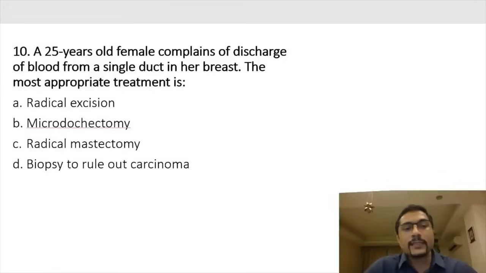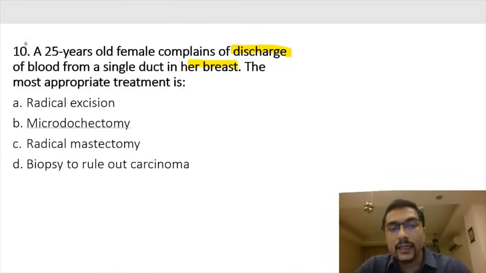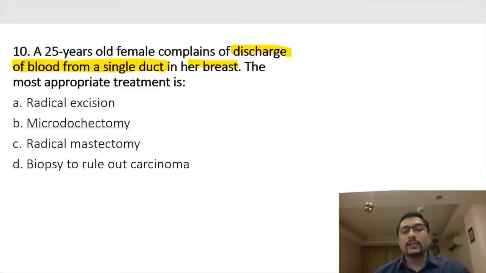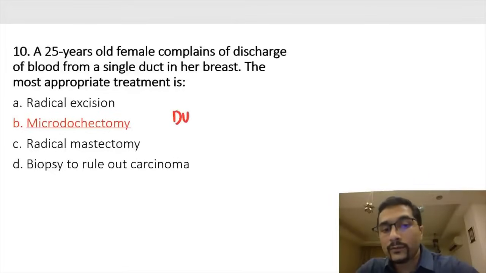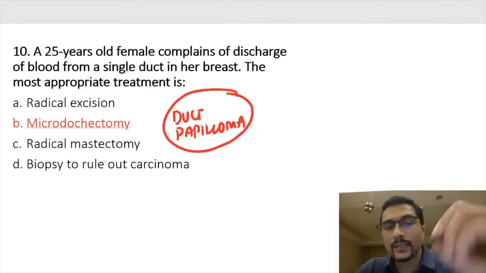The next question is that you have a 25-year-old lady who is complaining of discharge from the breast, but it is from a single duct and it is bloody discharge. So they've asked the most appropriate treatment. Options are radical excision, microdochectomy, mastectomy, or a biopsy to rule out cancer, right? So which condition are we talking about? The most common cause of bloody nipple discharge from a single duct is a duct papilloma. That is the most common cause of bloody nipple discharge from a single duct.